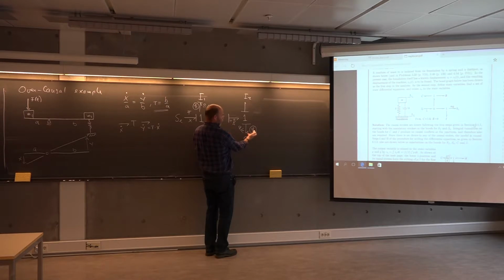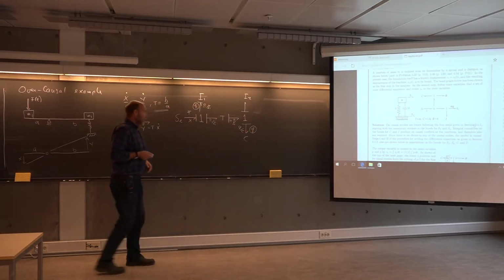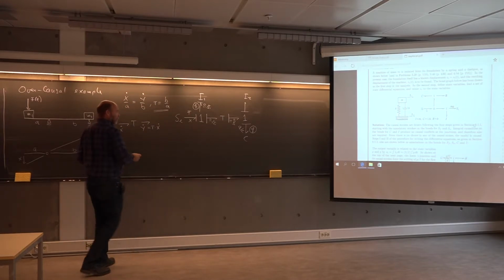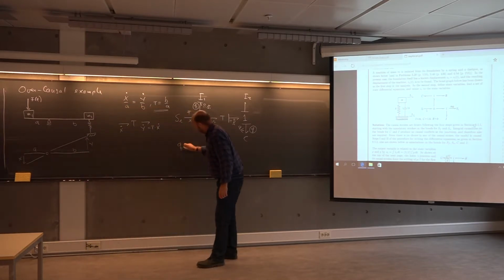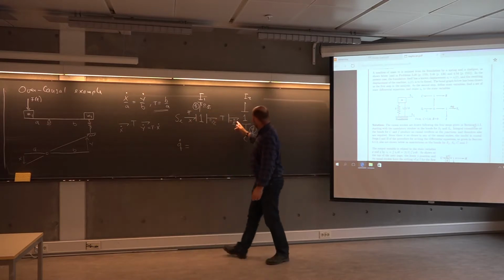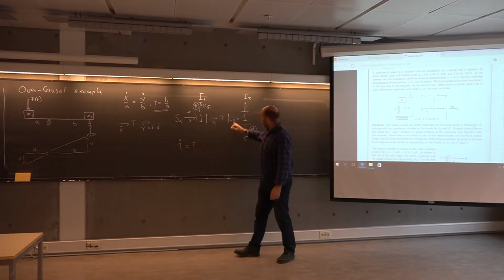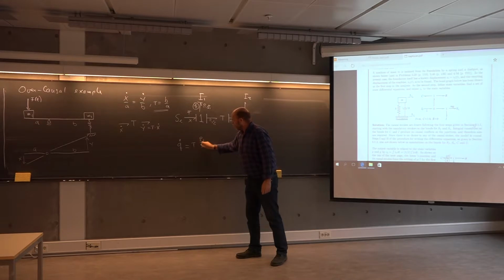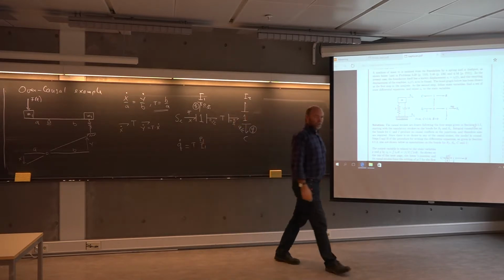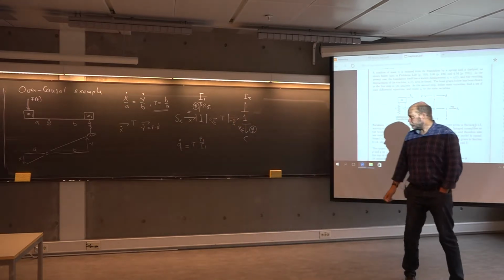Well, I have something here for the flow already, a Q dot. That would be my first differential equation. So we write that one down instantly. Q dot equals T multiplied with P1 over I1. That's one equation.